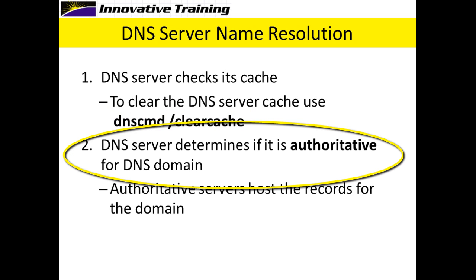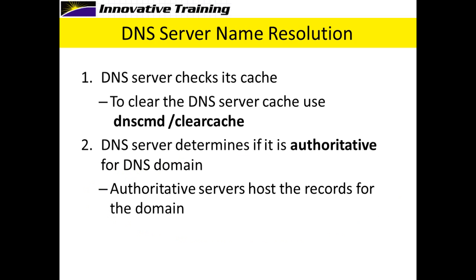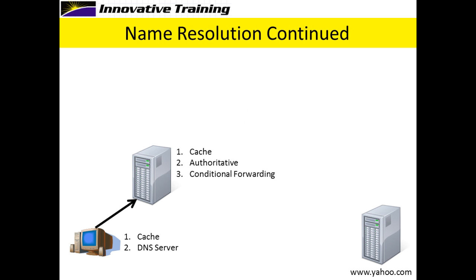If it's not in the cache, the DNS server determines if it is authoritative for that particular DNS domain. And authoritative means that that server hosts the records for the domain. If my DNS server is resolving www.yahoo.com and it's not in the cache, it says, am I the DNS server for yahoo.com? If that's not the case, the next thing my server is going to look for is conditional forwarding.